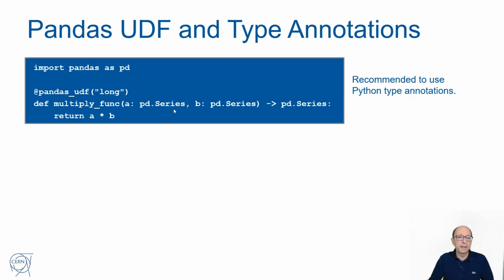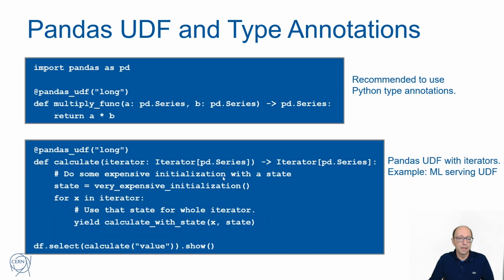Using modern Python, Python 3, which is now common, you can also use annotation hints, which will make more clear the fact that this data will be sent over as Pandas series, and also the results will be a Pandas series. And it's also possible to use another syntax where the UDF will be defined using iterators, which is useful when you have a state initialization that can be a very expensive operation, like for example loading up a machine learning model for serving it.